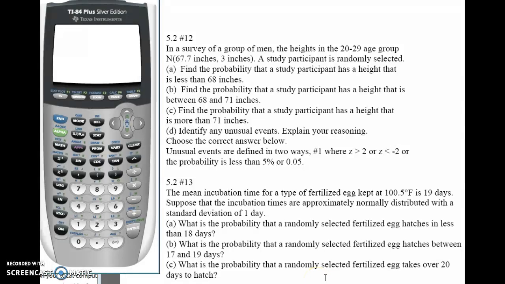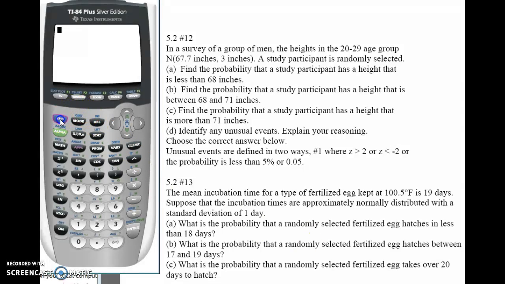On to number 13. Mean incubation time for a type of fertilized egg is kept at 100.5 degrees Fahrenheit for 19 days. Oh, the mean is 19 days. The temperature is just fact. Suppose the incubation times are approximately normally distributed, which makes sense. It's grown in nature, so it's going to be normal. Standard deviation 1 day.